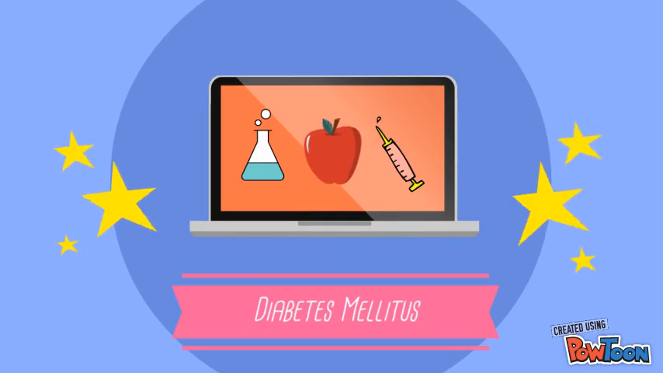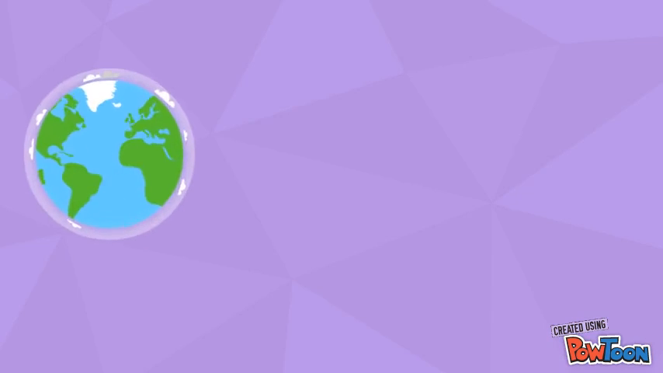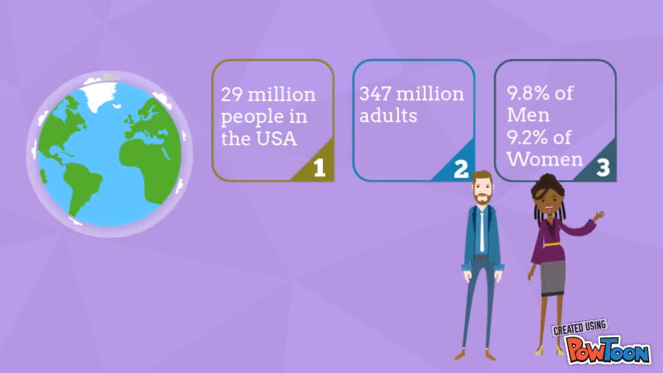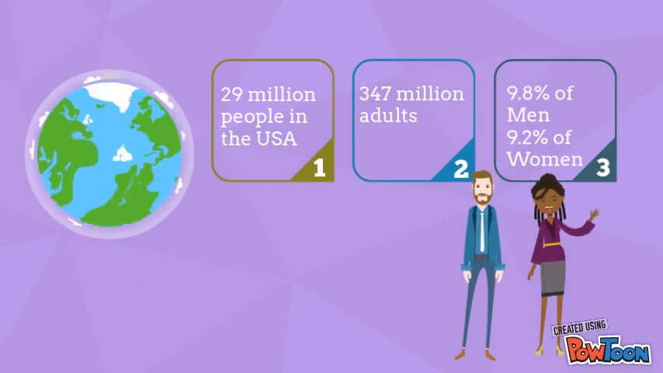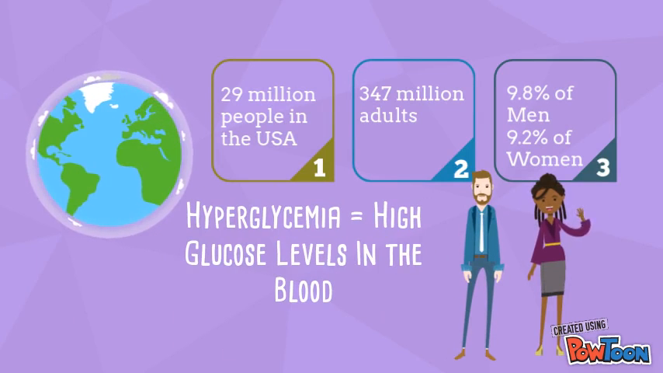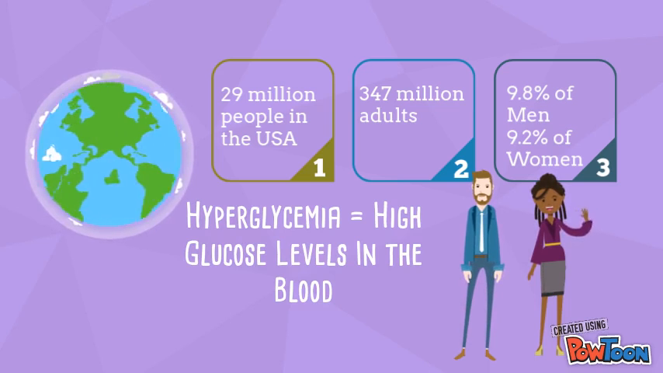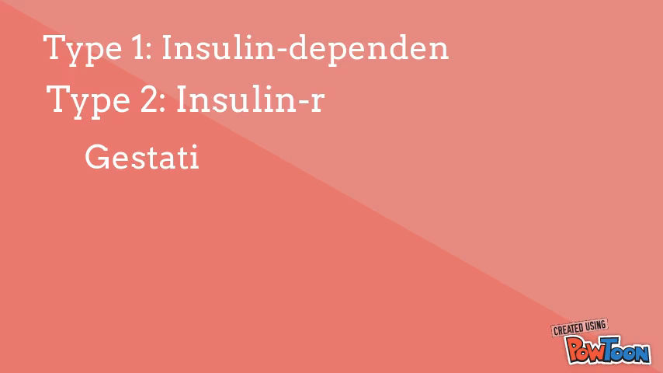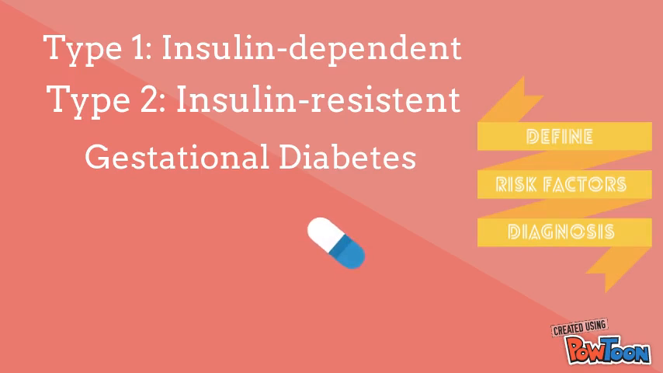Diabetes mellitus. Diabetes is a metabolic disease that affects over 9% of the global population. Hyperglycemia is when there are high levels of glucose in the blood, and it is associated with diabetes. First, we will define type 1, type 2, and gestational diabetes. We will look at the risk factors and look at relevant diagnosis.